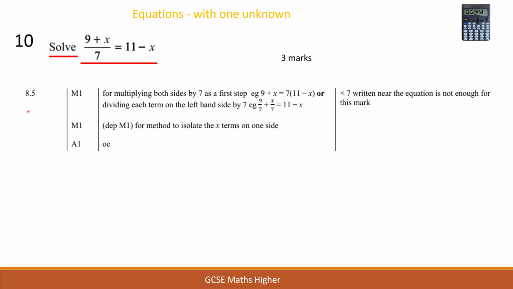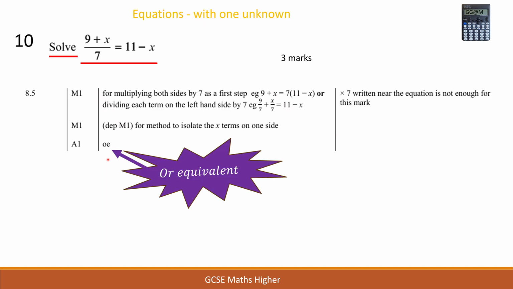Fantastic, so hopefully you managed to get an answer of 8.5. M1s are method marks, A1 is an answer mark, and this OE means or equivalent, so that's what that section there means. Give yourself a big tick if you got it correct. If you need some help, just comment below.